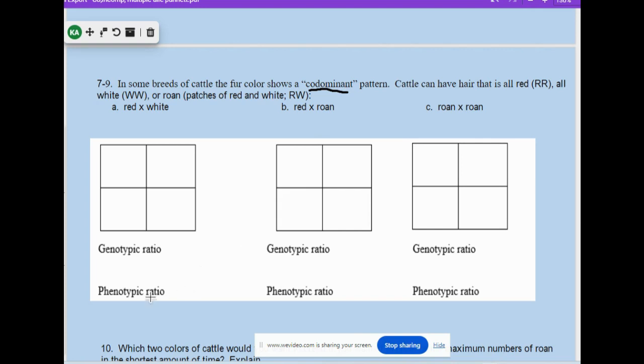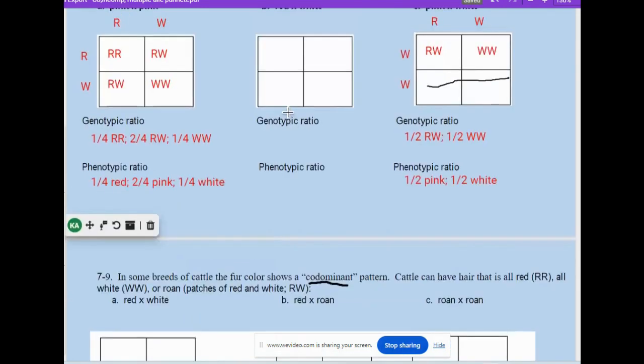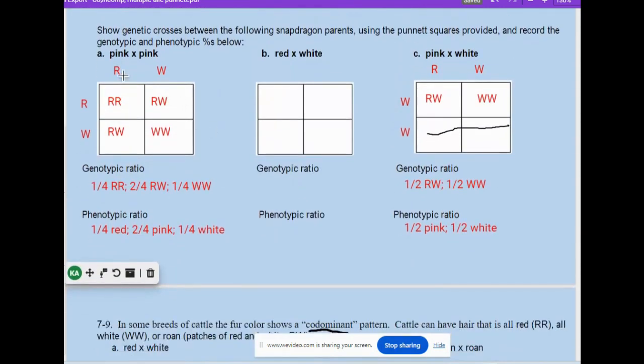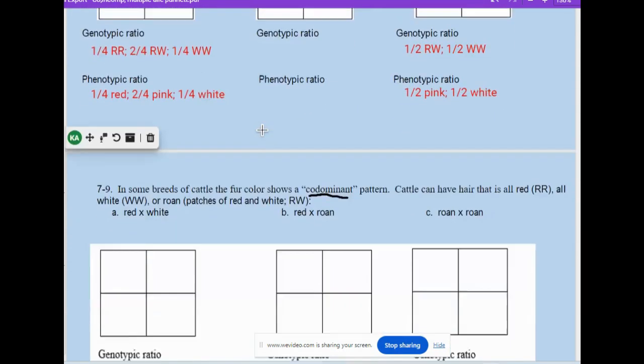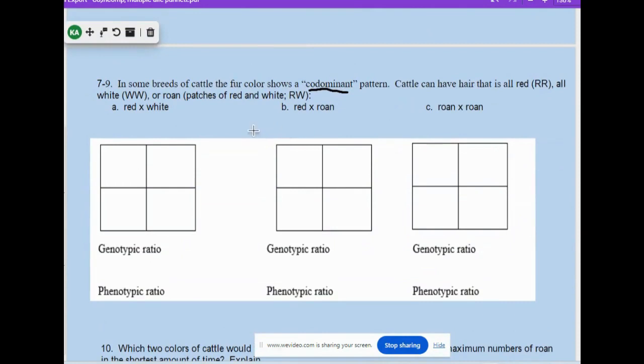It's going to be exactly the same until we get to the phenotypes. Because with incomplete dominance, they blend together, RW blends together to make pink. Whereas in codominance, if you get RW genotype, it's not going to be pink. It's going to turn into red and white. You're going to get both traits together.